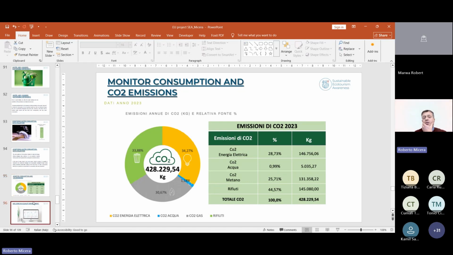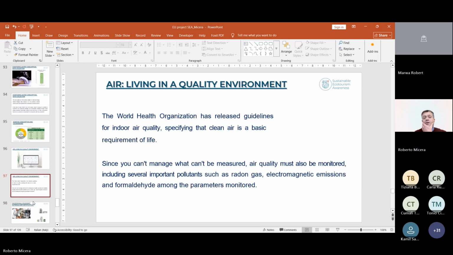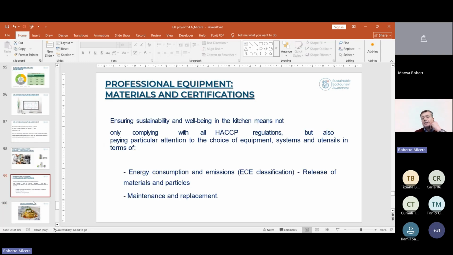It's also important to control CO2 emissions, control the use of air, and guarantee a quality living environment. So also monitor the materials and certification of the equipment in the hotel.